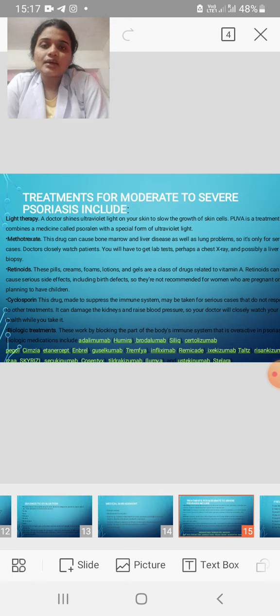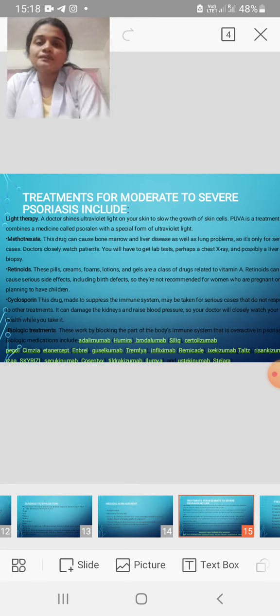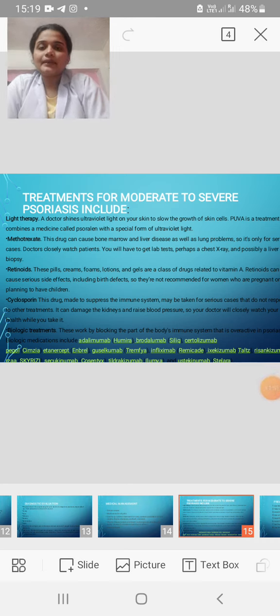PUVA treatment combines a medicine called psoralen with special ultraviolet light. The drug can cause bone marrow and liver disease as well as lung problems, so it's only for severe cases. Doctors watch closely patients on light therapy.